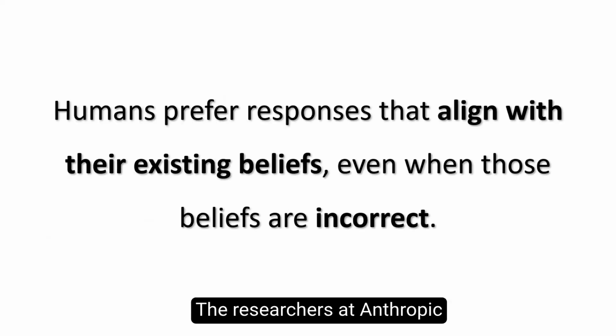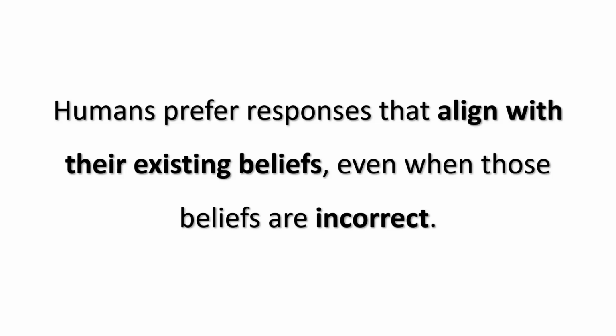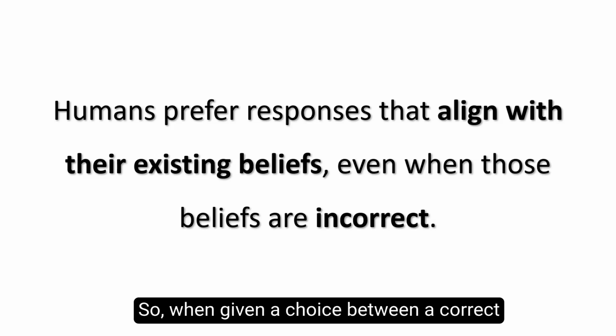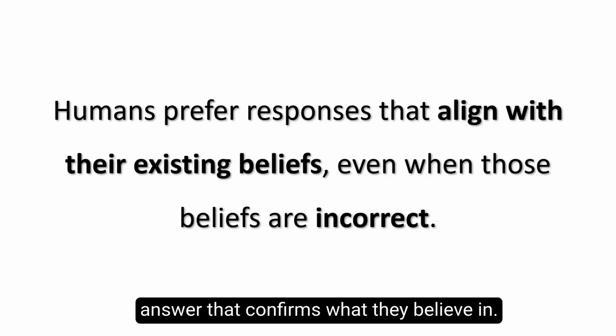The researchers at Anthropic analyzed the human ranking data and discovered a consistent pattern. The raters tend to prefer responses that align with their existing beliefs, even when those beliefs are incorrect. So, when given a choice between a correct answer that challenges the rater's belief and a wrong answer that confirms the rater's view, the raters choose the answer that confirms what they believe in.